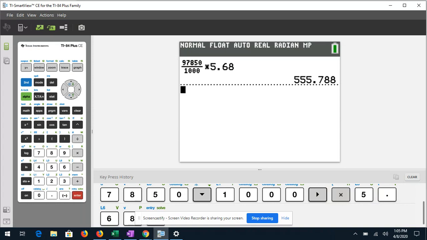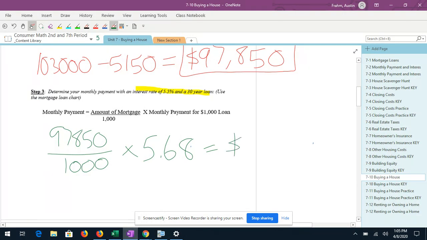There's our monthly payment, and you can round it to 2 decimal places, so $555.79.